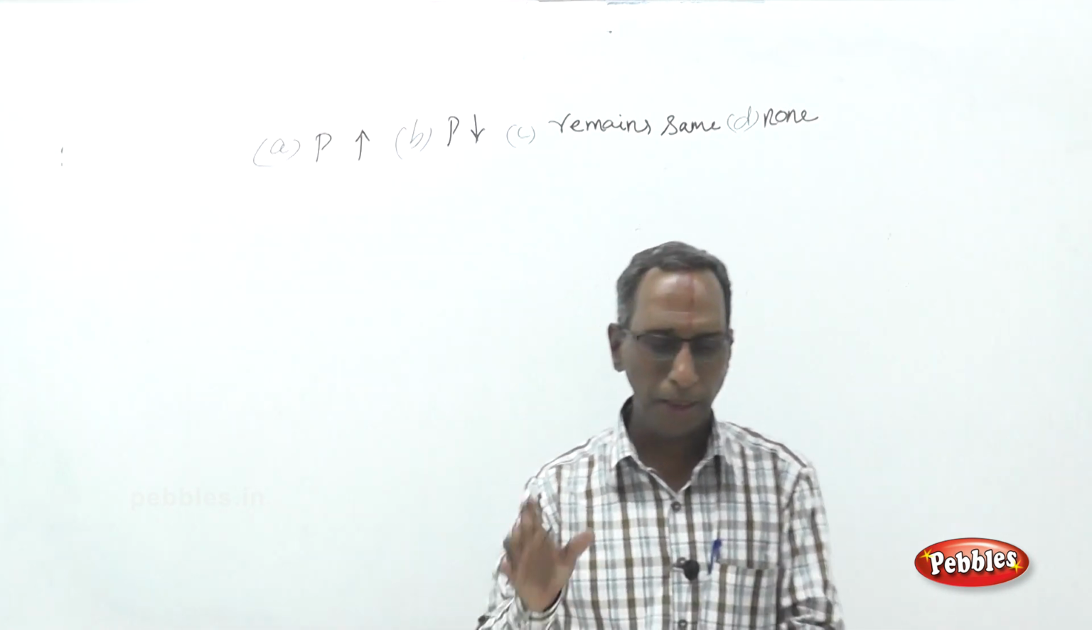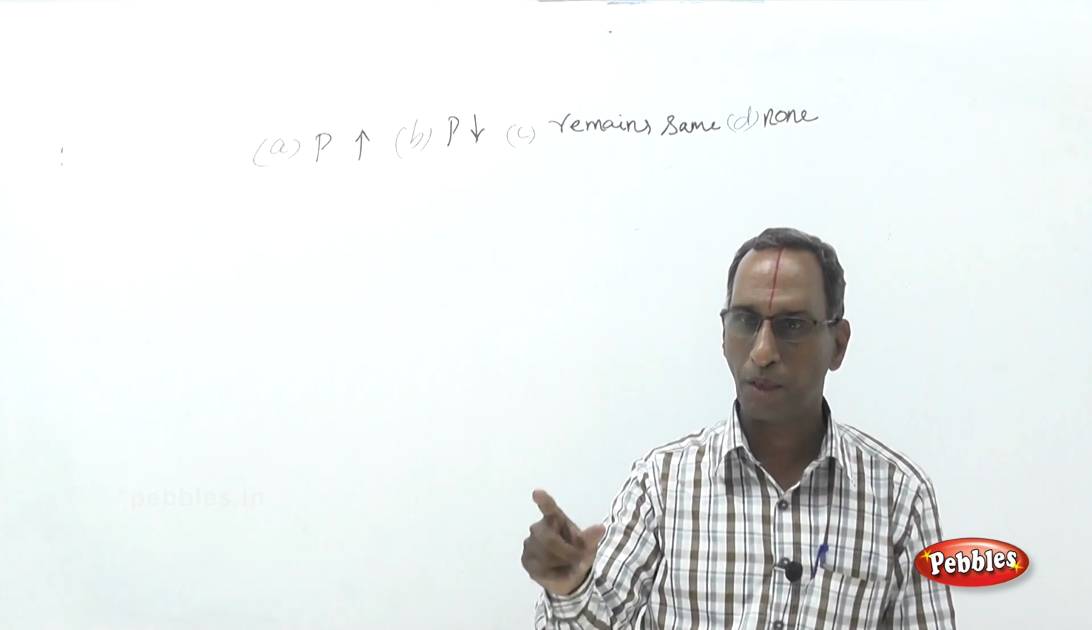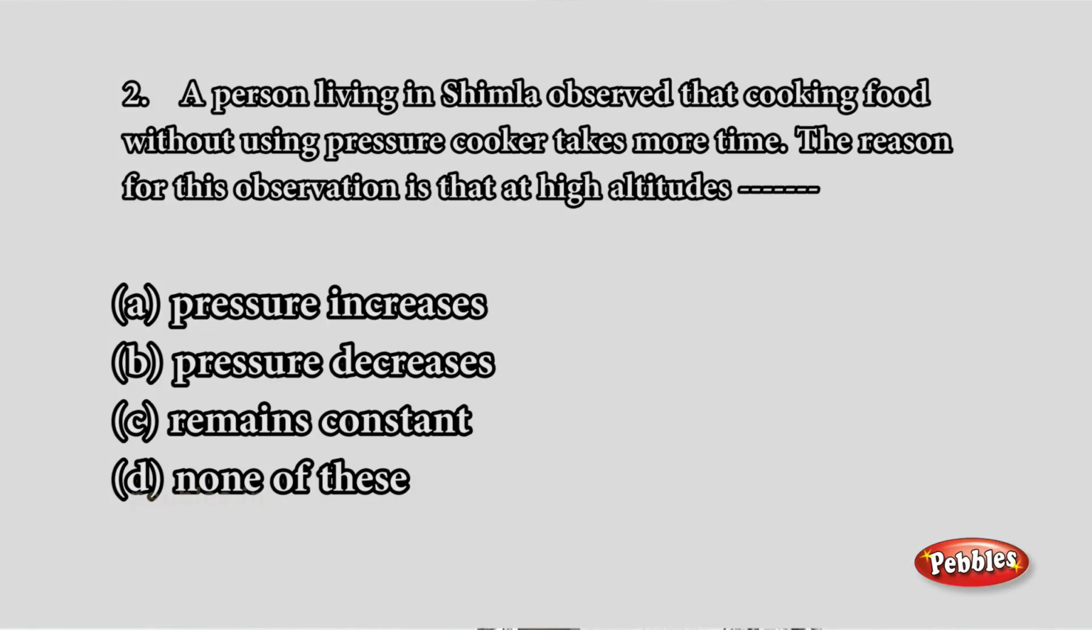But here it has been told that cooking is done normally, without using a pressure cooker. It is observed that a person living in Shimla, a hill place, which means a high altitude place, finds that cooking food without a pressure cooker takes more time. Here he is not using a pressure cooker, so cooking food under normal conditions takes more time. The reason for this observation is given.